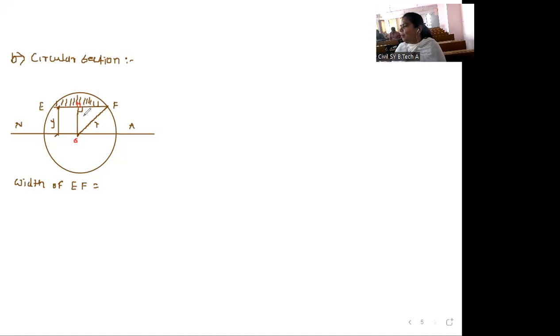Here we will apply the Pythagoras theorem, and by using this we will find out this NF. Once you get this NF, you multiply by 2, so automatically you will get this EF. So width of EF is equal to 2 square root of r square minus y square. बघा आता ते कसं आहे ते सांगते थोडं. तर हा आपल्याला ट्रायंगल कन्सिडर केलेला आहे ONF. इथे आपल्याला पायथागोरस थेरम अप्लाय करायचा आहे. तो पायथागोरस थेरम इज r square is equal to y square plus NF square.